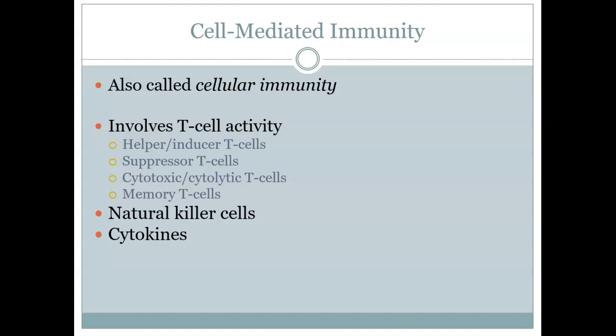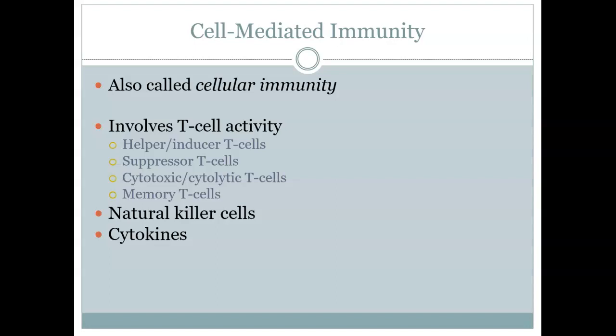The helper inducer T cells increase bone marrow production of stem cells. They help facilitate stem cells maturing in the thymus, and they cause squads of white blood cells that cause inflammation, antibody activity, and cellular protective actions. So those are all the roles of the helper inducer T cells.